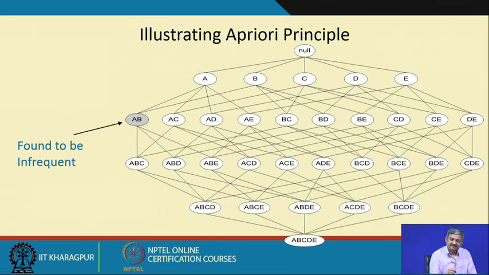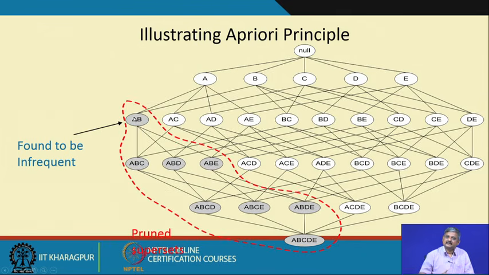So, if AB is not frequent, ABC cannot be frequent, ABD cannot be frequent, ABE cannot be frequent. If ABC is not frequent, ABCD cannot be frequent, ABCE cannot be frequent. If ABCD is not frequent, ABCDE cannot be frequent. That means, knowing that this particular set of items AB is not frequent, we can immediately infer that none of these can be frequent.